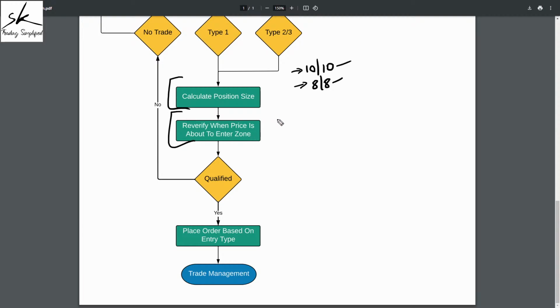Whenever the prices are back, you'll have to re-verify, because like I always say, markets are not static, markets are dynamic, conditions are changing almost every other second. So before entering into the trade, you'll have to re-verify: does it qualify with my trade plan? If the answer is yes, you place your order based on the entry type, in this case a type 1 trade. And once your order has been executed, the last step is your trade management, where step 1 is 1:1, we make it a break even trade. And after that, if you get the opportunity to trail, we start using our trailing stop loss. So this is how we plan trades, very mechanically, very rule based.